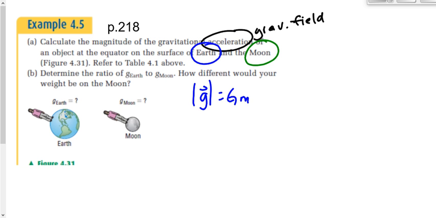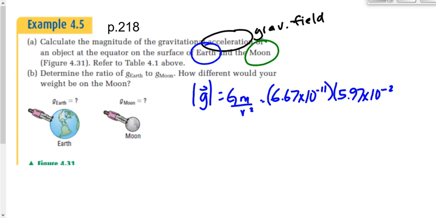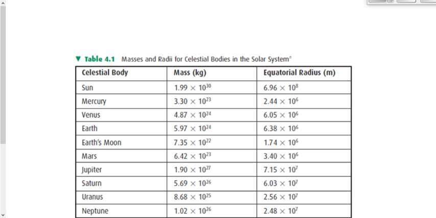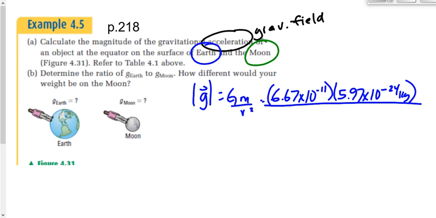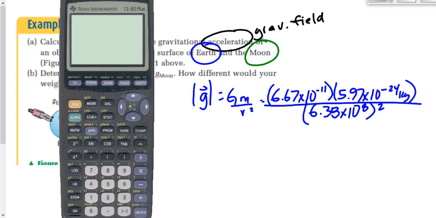Say GM over r squared. It's 6.67 times 10 to the minus 11 newton meter squared per kilogram squared, times the mass of the Earth, which is on that table on the previous page, 5.97 times 10 to the 24 kilograms, divided by r. I forget what that distance is, the radius of the Earth, 6.38 times 10 to the 6. The distance from the center of the Earth to the surface. Let's figure out what that value is. What do you expect that value is going to turn out to be? Take a guess.